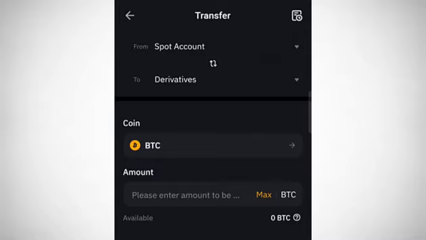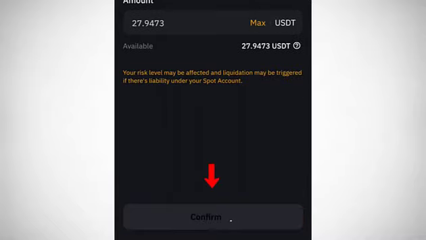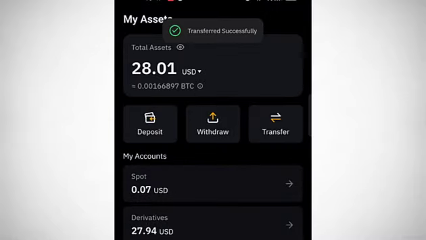So we'll select USDT and you can type in the quantity of USDT you want to transfer, but in my case, I'll be using max. Once I click on max, it automatically inputs everything I have in my spot wallet. Then I can click on transfer. Once I click on confirm, it automatically transfers my USDT from my spot wallet to my derivative wallet.